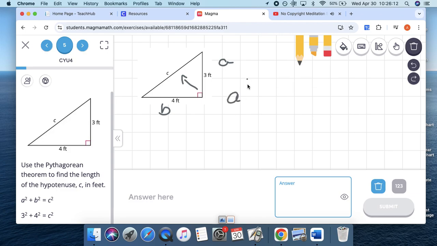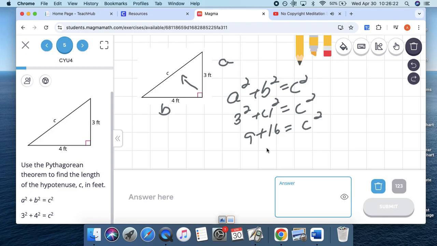So we get A squared plus B squared equals C squared. 3 squared plus 4 squared equals C squared. 9 plus 16 equals C squared. And notice they're giving us pretty numbers, right? So 25 is a perfect square, so take the square root of both sides and C equals 5.